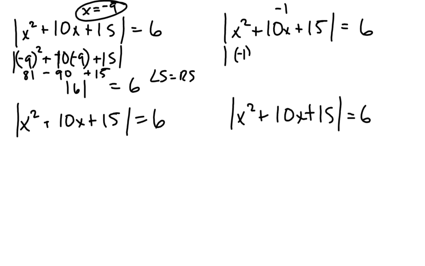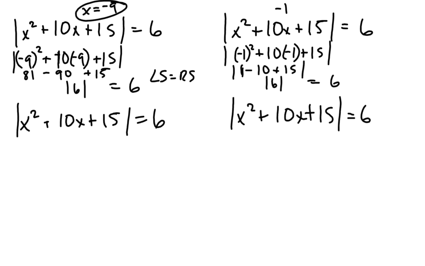Next answer we had was negative 1 potentially. So negative 1 squared plus 10 times negative 1 plus 15, all in absolute value. 1 minus 10, because it's a negative 10, plus 15. Combine all that up, and what do we get? We get the absolute value of 6, which equals 6. Left side equals right side. We have a second correct answer.